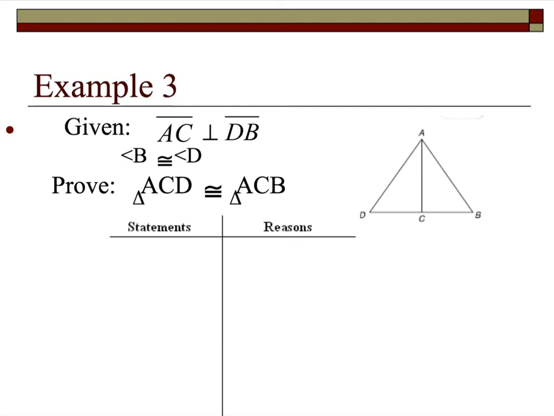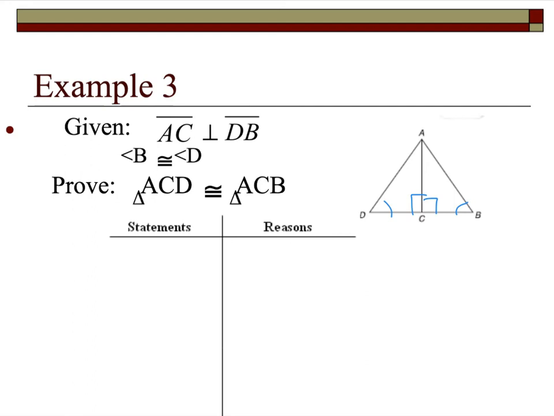Alrighty, last one for the day. I know you're excited about that. So I've got AC is perpendicular to DB. I've got angle B is congruent to angle D, and I want to prove the triangles are congruent. Let's do it. All right, I'm going to mark down my congruent angles, D and B. Awesome. I know that AC is perpendicular to DB, so what does that give me? Right angles. Woo! What do I know about all right angles? Oh my goodness, they are congruent. I've already got two angles that are congruent.